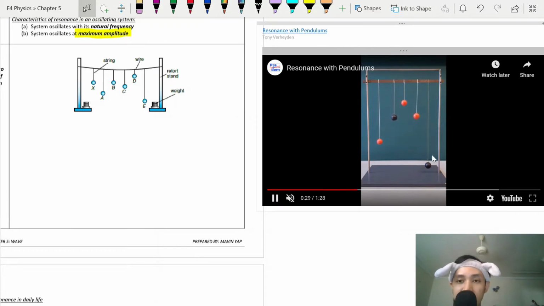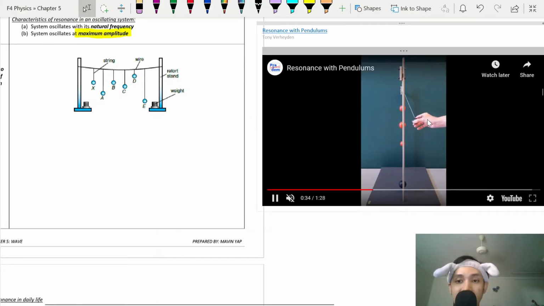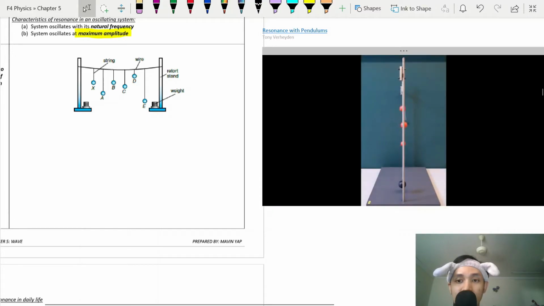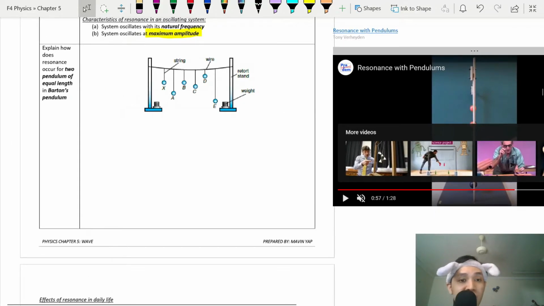Maybe this is not clear enough. If you look from the side, it's clearer. As this black ball starts to move, you can see there's one that will follow the black ball, which is the orange one, as you can see. So this is what we call when two objects are in resonance. They are going to move at the same frequency, compared to the other balls. So this is your resonance. Resonance means that when you have the same frequency, you are going to oscillate at the same time, at maximum amplitude.